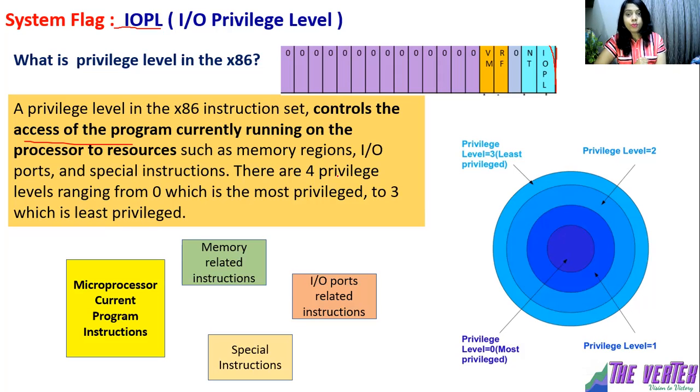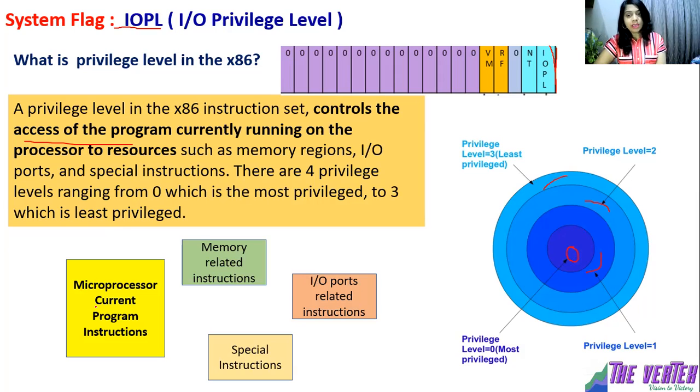So there are 4 privilege levels ranging from 0, which is most privileged, to 3, which is least privileged. That means privilege levels can be assigned from 0 to 3. So 0 has the highest privilege level and 3 has the lowest privilege level. That means 0 has the highest priority, you can say, and 3 has the lowest priority. You can see in this diagram it is shown symbolically here. So privilege level 0 is the most privileged level, then comes privilege level 1, then 2, and then 3.